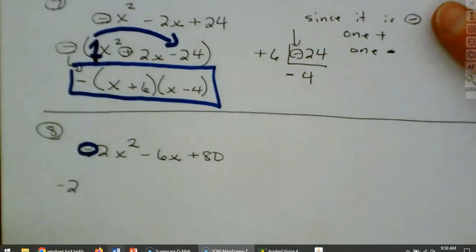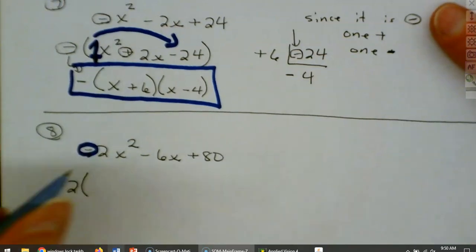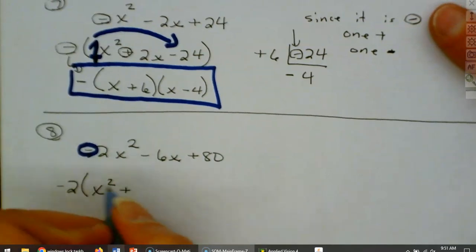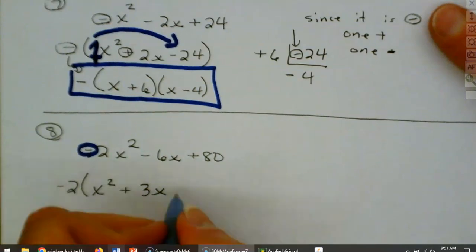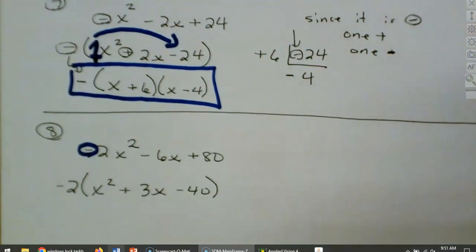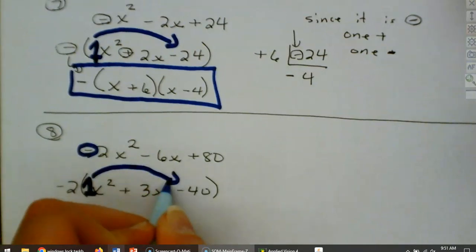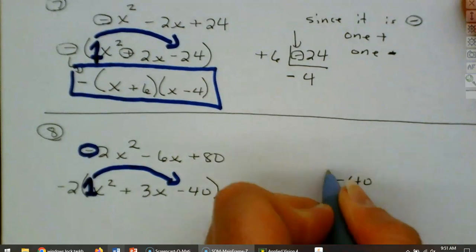So we're going to take a 2 out, and we're going to make sure it's negative because it begins with a negative. And now we've got x squared, negative 6 divided by negative 2. Negative and negative makes it a positive 3x there. And lastly, 80 divided by negative 2, that leaves you with a negative 40. There's no number in front of the x squared, so we put the 1 there, and we multiply. 1 times a negative 40 is a negative 40.